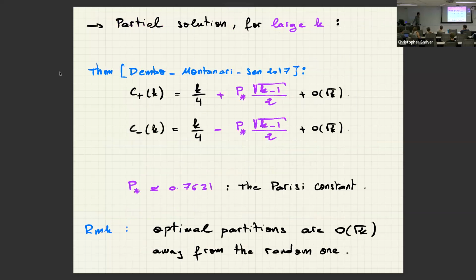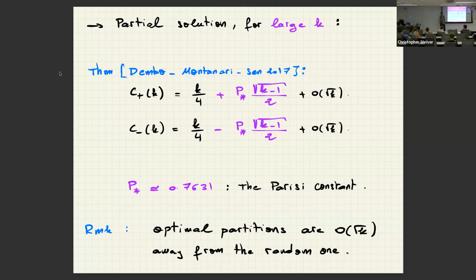There's a partial solution given by a nice theorem by Dembo, Montanari, and Sen that computes the asymptotic expansion of these two quantities in k. This is what they get: k over 4. K over 4 is half the number of edges, which means that this term is trivial. It just means that if you partition the graph at random, you'll get on average half of the edges crossing your random partition.